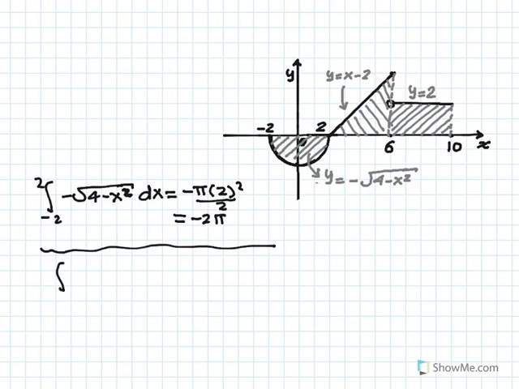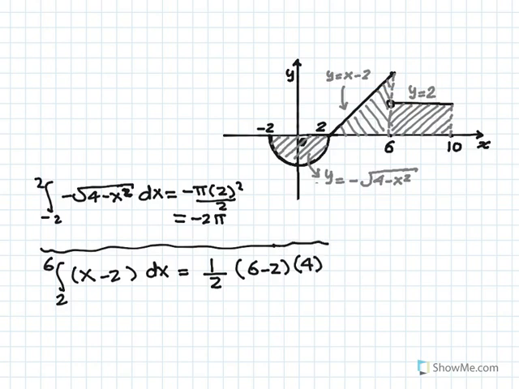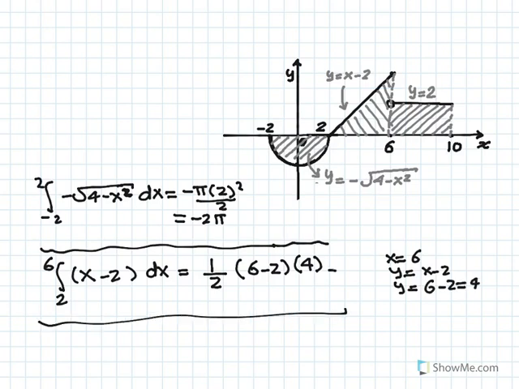The second integral from 2 to 6 of x minus 2 dx. This is just going to be the area of a triangle. The area of a triangle is 1/2 the base times the height. The base is 6 minus 2, and the height is 4. How do we find the height of 4? If you plug x equals 6 into y is equal to x minus 2, you get y is equal to 6 minus 2, that's equal to 4. And if we compute that, that's going to give us 8, that's the area of the triangle.